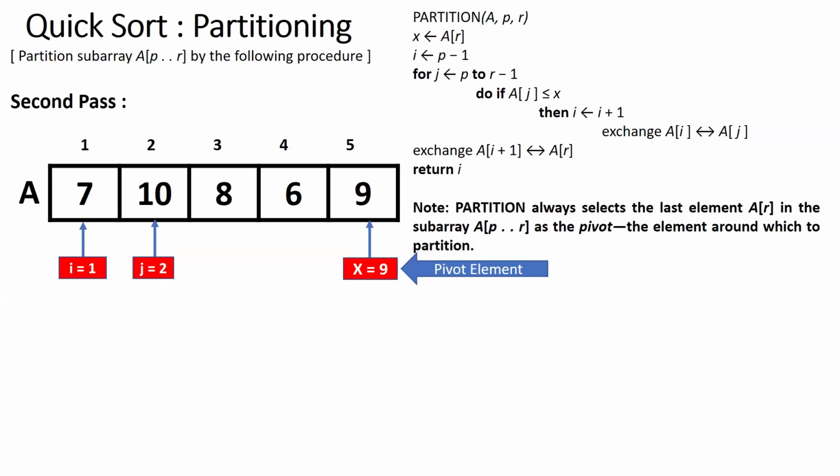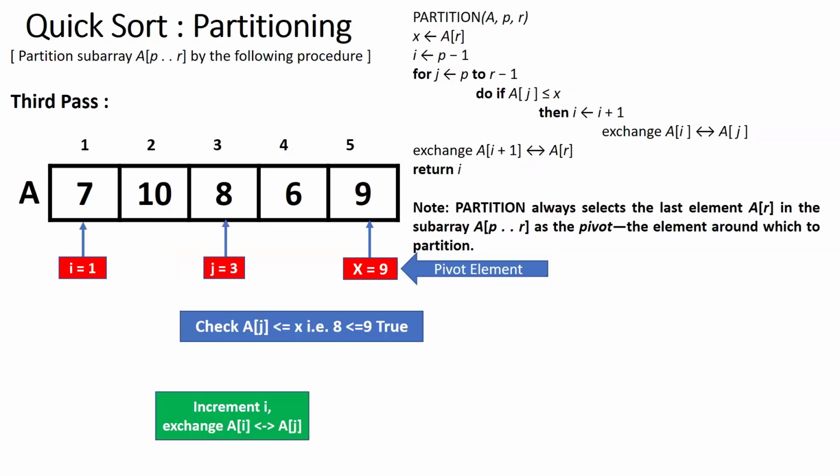Now come to the next part. Now J is 3. Now compare A[J], A[3], that is 8, with X. 8 is again less than X. Then increment I by 1, so I is 2. Now exchange A[I] with A[J]. 8 is here and 10 is here. Clear?